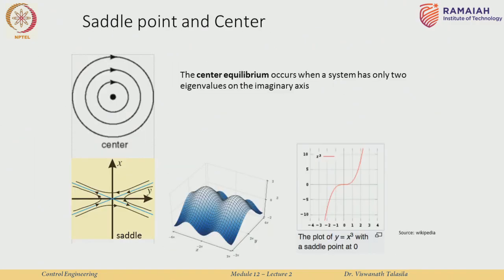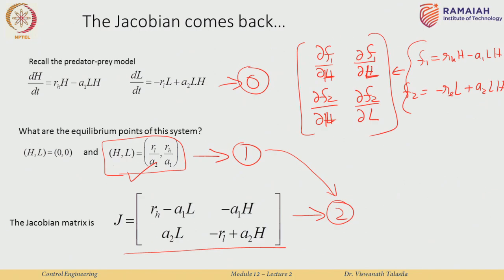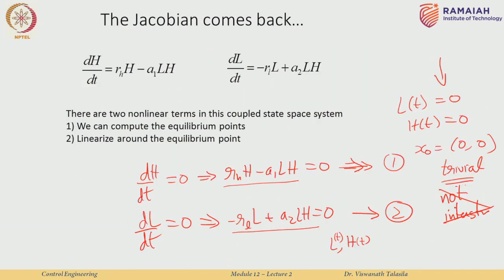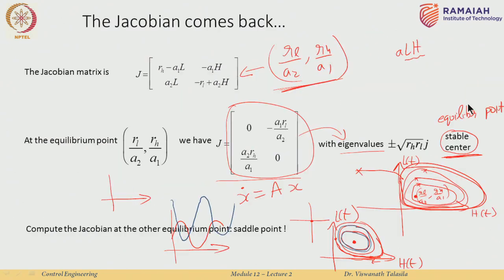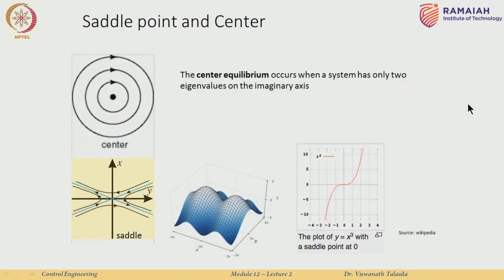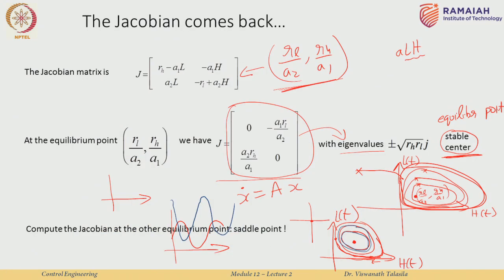Now we talked of the center. It turns out the other equilibrium point which we did not consider, which was a trivial one, where L is equal to 0 and H is equal to 0, has a specific mathematical property that is called the saddle. We will not really go into those things. We are more interested in this equilibrium point, which actually has some physical meaning.